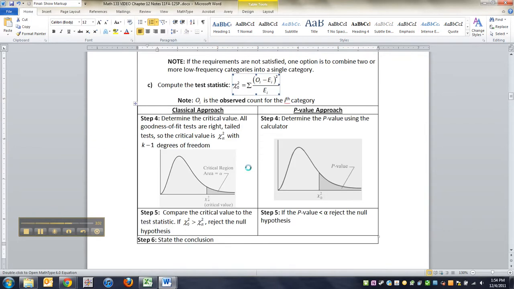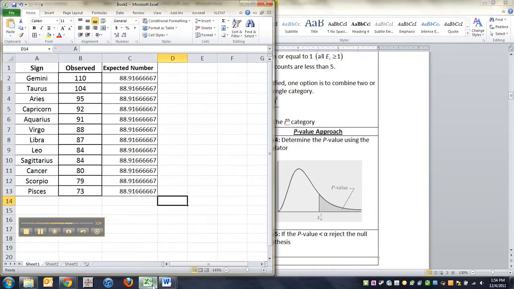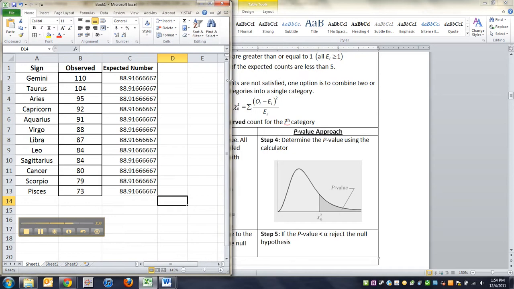And I'm going to use Excel to find it. Basically, you need to take the observed minus the expected. You need to square it and you need to divide it by the expected. But you're going to have to do it for everyone. So we're going to take O_i minus E_i, square it and divide it by E_i. And that's pretty much the formula you're going to do as well. So you say equals, parentheses, observed minus expected, close parentheses, square it, divided by the expected.